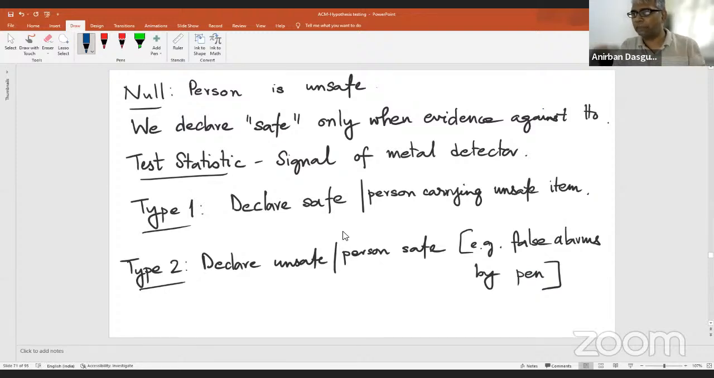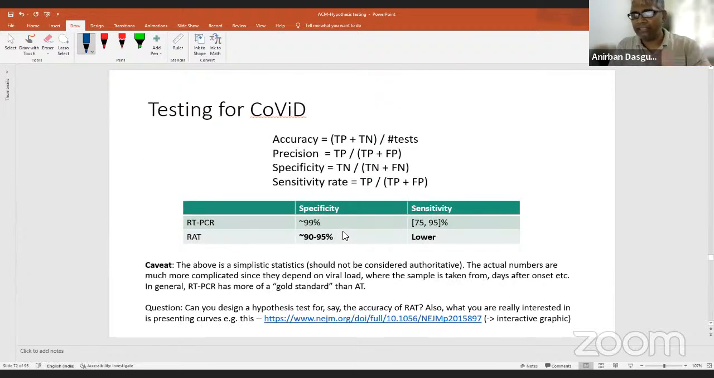Test statistic is a signal from a metal detector. Type 1 error is that we declare safe, but the person is carrying an unsafe item. I want a real hardcore control on this type 1 error. Type 2 error is that we declare unsafe, but the person is safe. That's okay. I can commit a significant fraction of type 2 errors, I'll just do extra checks. For instance, false alarms like that are okay, I run them again through the metal detector and all of that. So again, think about it for COVID, what it really means.